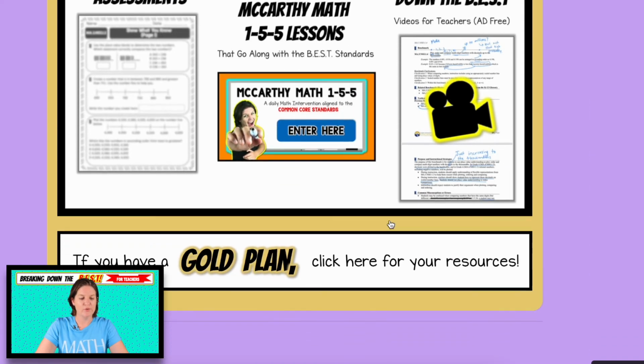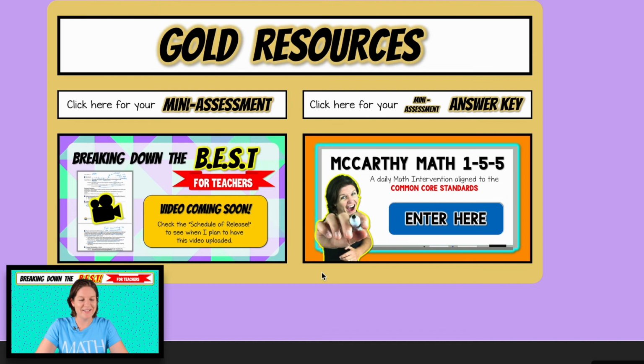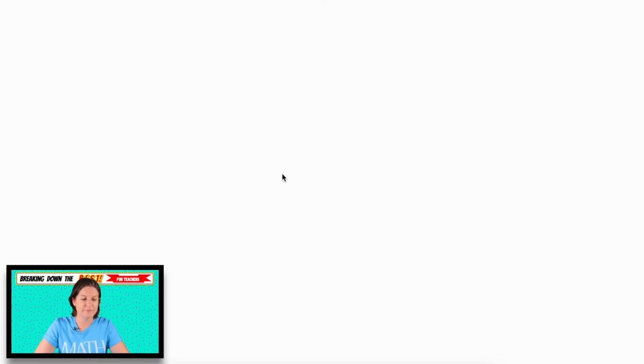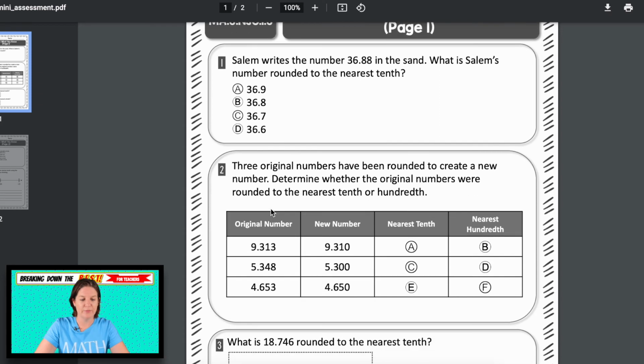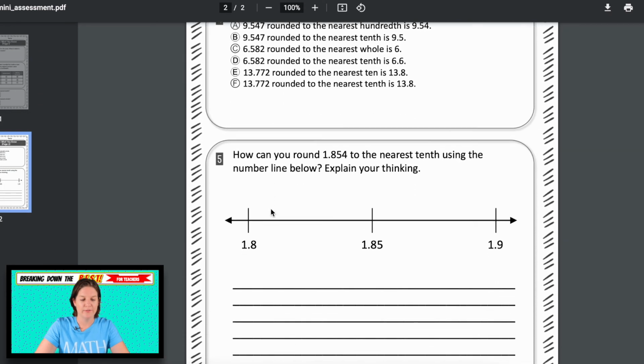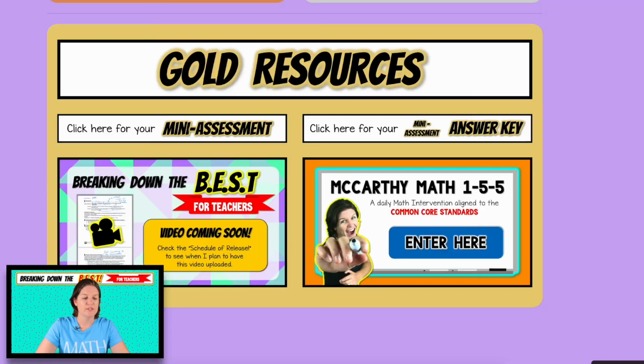And then if you have access to the gold plan, you can click this. If you don't, it just won't let you in, and that's okay. You have access to more resources. So you have a mini assessment here with a variety of question types. Okay, let's see the number lines. You can see rounding to the nearest whole, tenth and 100th, which is what the standard was calling for. You've got your answer key to that assessment right there.